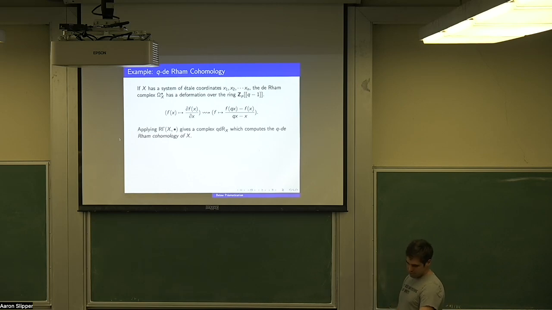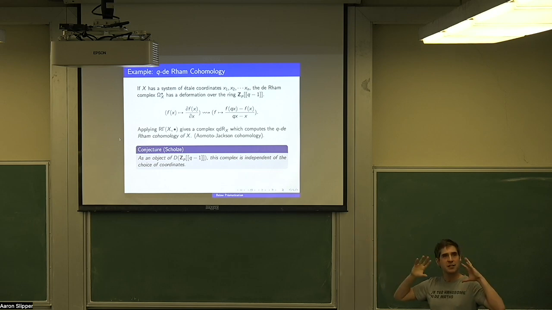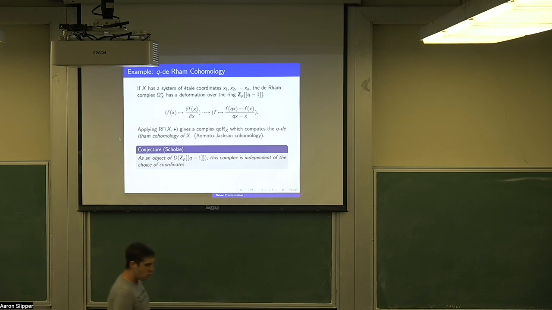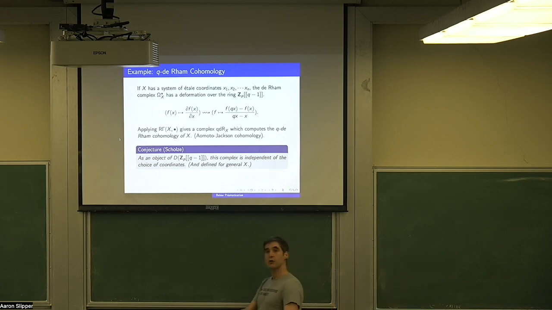Now, this is a horrible thing to do. To give you a complex of sheaves on X, you can take the hypercohomology of that complex, but it's not really canonical at all, right? It highly depends on the system of coordinates that you chose. But this is sometimes called Aomoto-Jackson cohomology. But Scholze conjectured that actually, even though the complex itself is horribly non-canonical, if you think of this as an object in the derived category, it's actually canonically independent of the choice of coordinates. And moreover, it's defined canonically enough that you can define it even when you don't have a system of coordinates, by taking the local constructions and gluing them together.